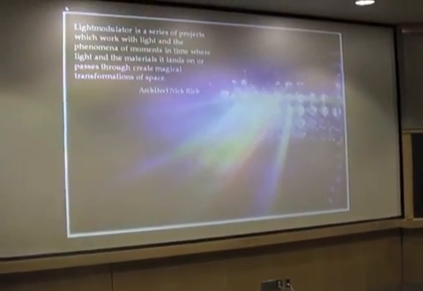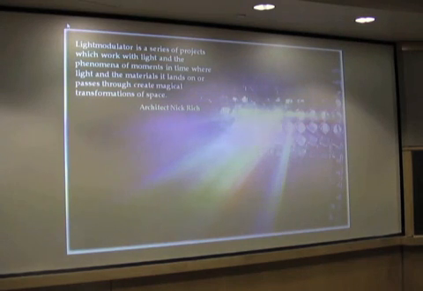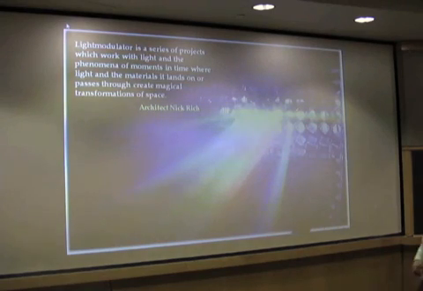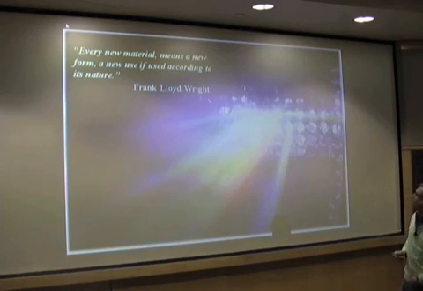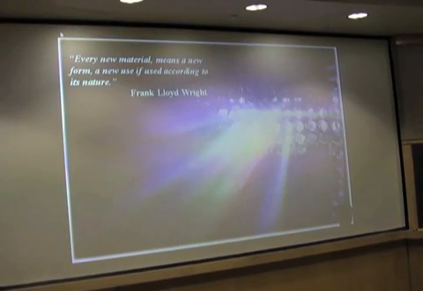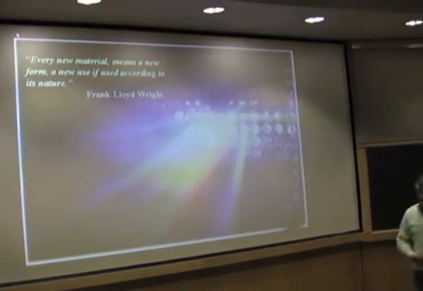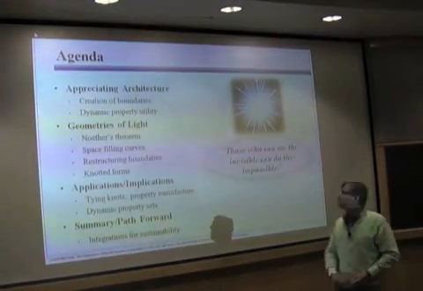We're going to be talking about architecture. This is Nick Rich, an architect who uses light to create changes in space and time, to create different emotional effects, different types of architecture. And the last one is Frank Lloyd Wright: every time you have a new material, you have to figure out the core, the nature of that material, if you want to use it to the maximum benefit. Physicists would say if you want to be in the geodesic.